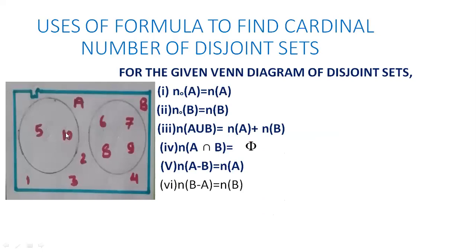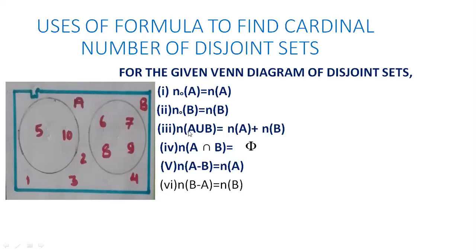These two sets are disjoint sets. What type of sets are these? Disjoint sets. In the case of disjoint sets, only A means also set A. Only A means n(A) and set A means the same. And only B means n(B), because there is no common element.